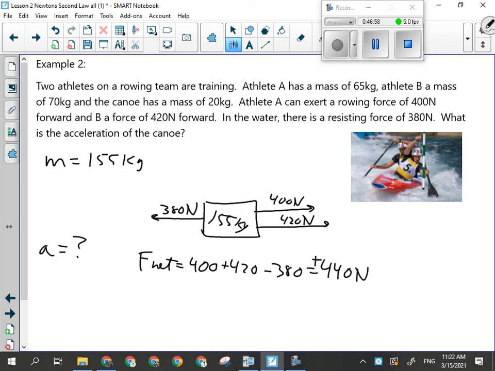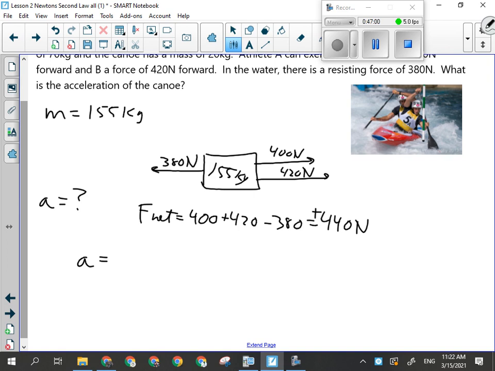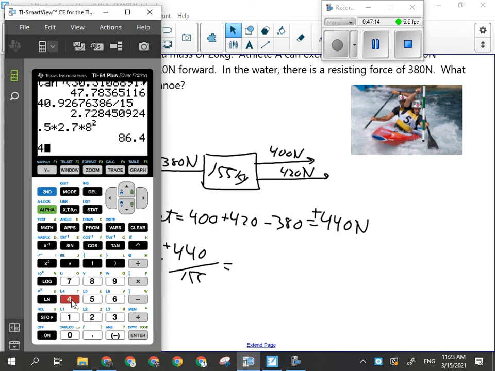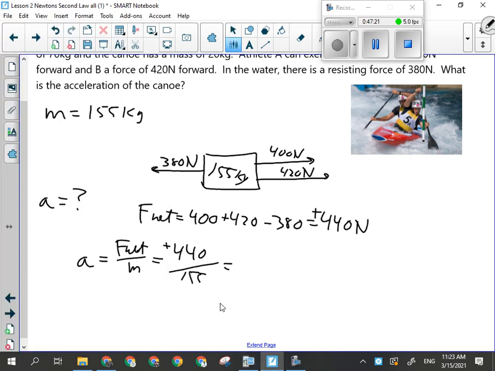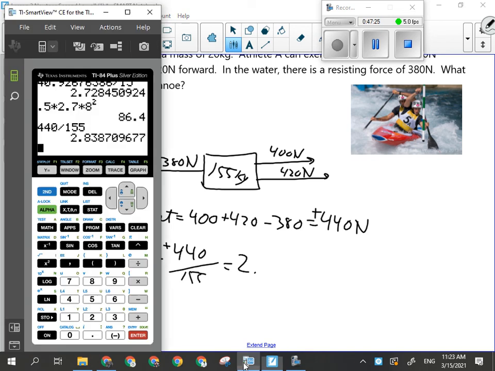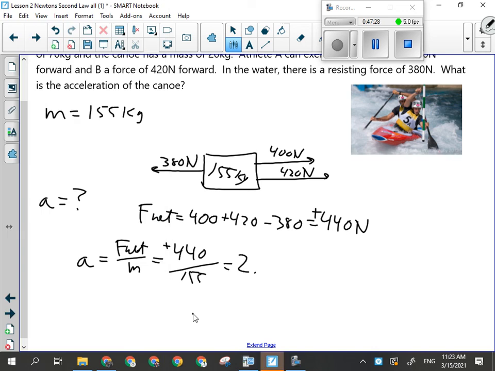All right, now that I've got that, now I can calculate acceleration, F net divided by mass. Okay, 440 newtons divided by the mass, which was 155 kilograms. All right, so 2.8 meters per second squared forward. Actually, we have three significant figures there, don't we? 2.84 meters per second squared forward.